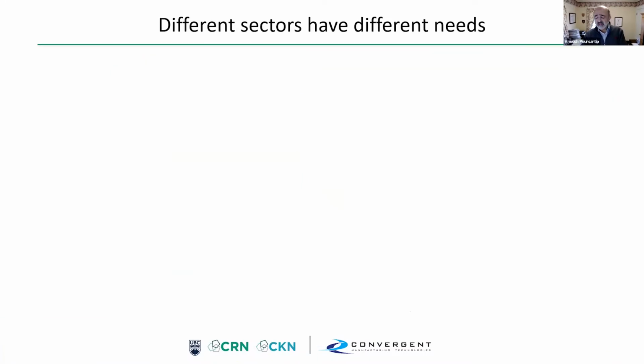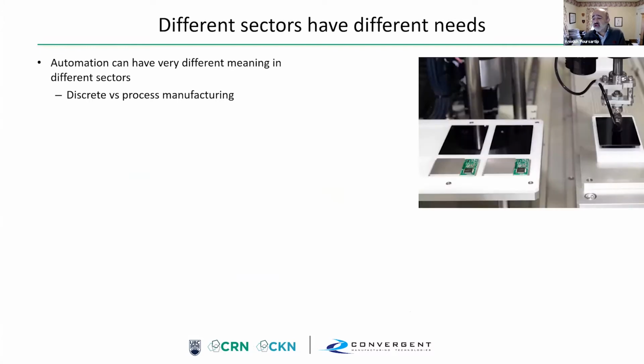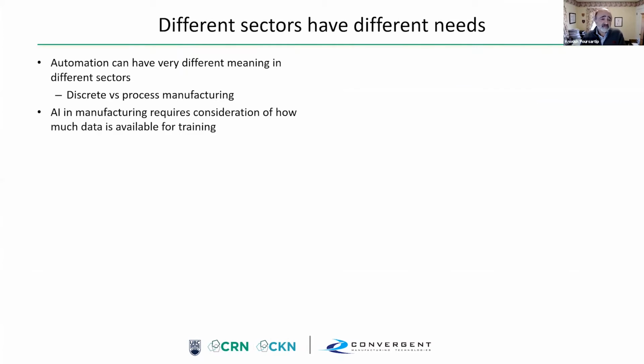So again, let's remind ourselves, different sectors have different needs. And say automation has very different meanings in different sectors. You can think of it as discrete versus process manufacturing. If you think of electronics assembly, that's discrete manufacturing. It really is a matter of bringing the right pieces together. It's a logistics problem fundamentally. But if you look at, say, an orange juice factory, that's a process engineering issue, and you're actually trying to understand the transformation of your raw material.